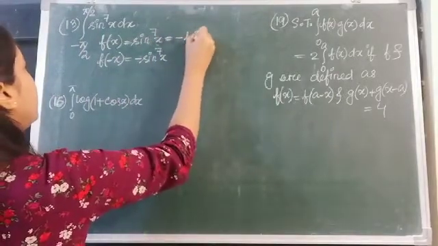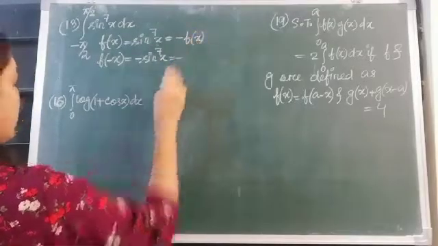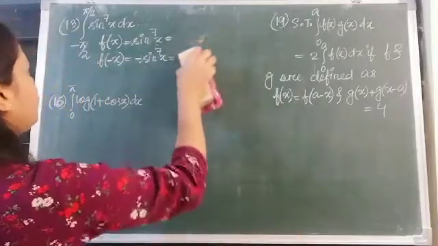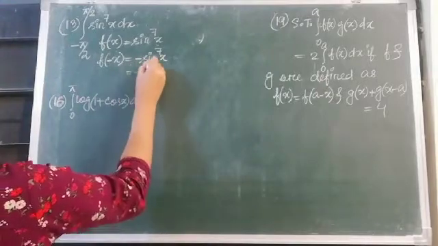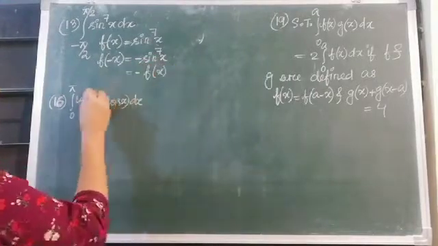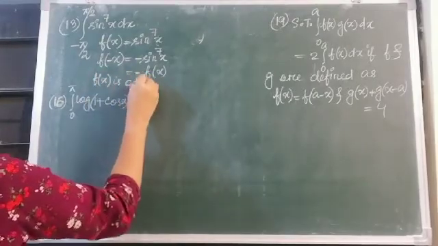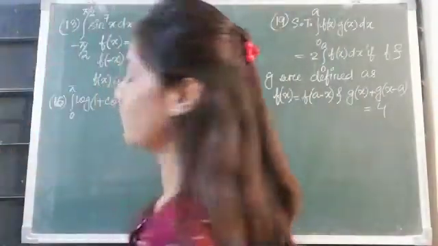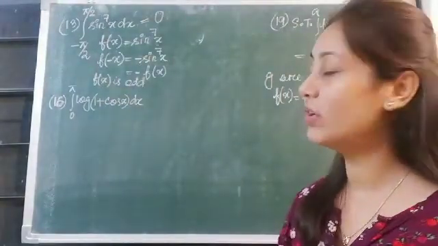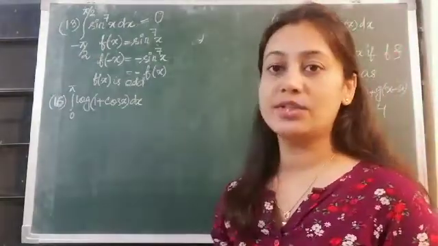So f of minus x is equal to minus f of x. Hence you'll write, hence the function f of x is odd. And if you get an odd function, then the value of the integral will be equal to how much? 0. Hence 0 is the answer. So you see students, if you know the property, it becomes very easy for us to get the answer, okay? Now moving on to the next question, that is number 16.